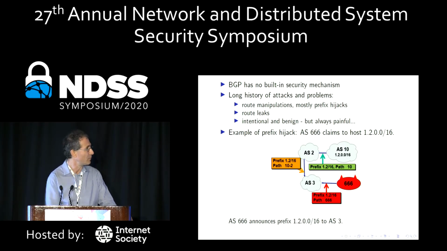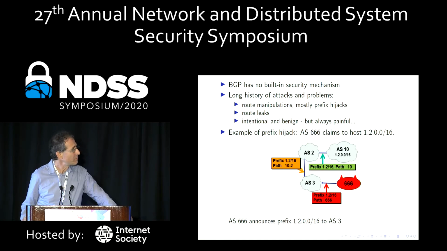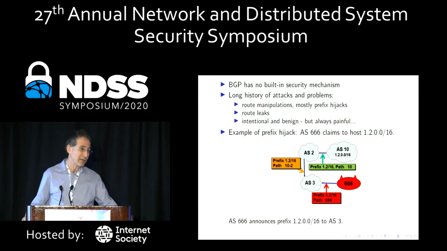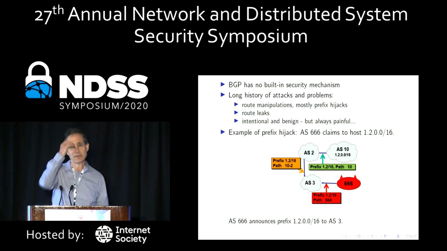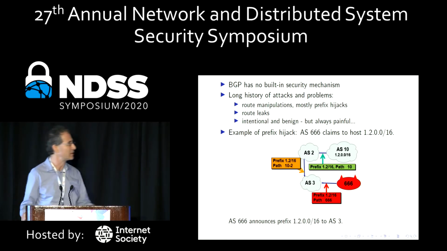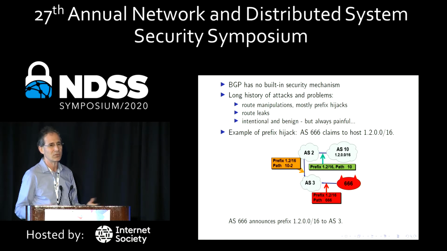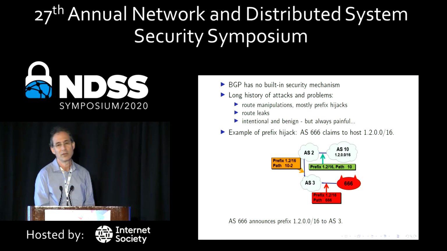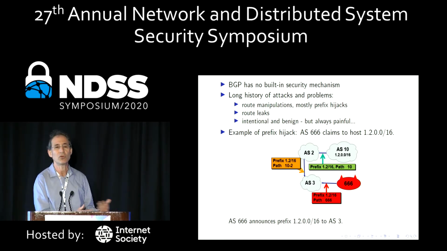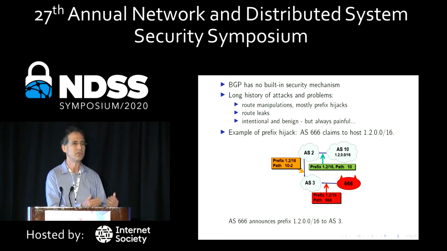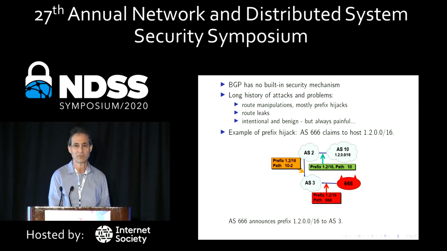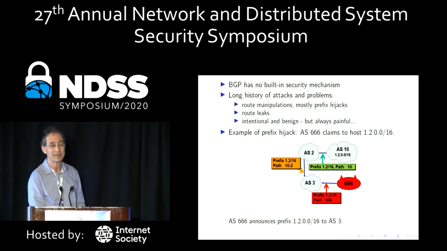Unfortunately, BGP does not have any built-in security mechanism. In fact, it has a very long history of problems, attacks, and also misconfigurations, not only intentional attacks. In particular, these include manipulations of the routes, where instead of sending the correct route, you're sending something which is incorrect. Maybe you don't own the prefix, but you still announce as if your AS has this prefix. This is usually called prefix hijack, and that is the most common threat on internet routing today.